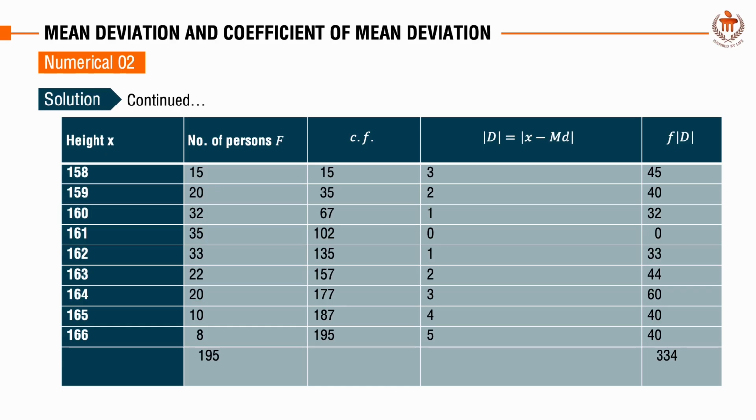So 15 into 3, 20 into 2, 32 into 1, 35 into 0, 33 into 1, 30, 22 into 2, 20 into 3, 10 into 4, 8 into 5. That you do for each series, and the total sum of that, sum of F into modulus of D, is 334.